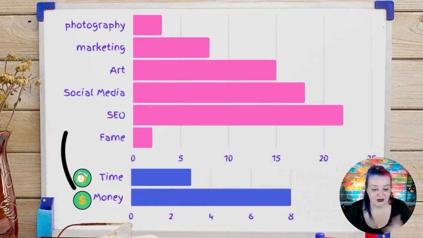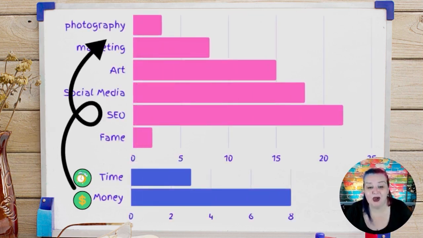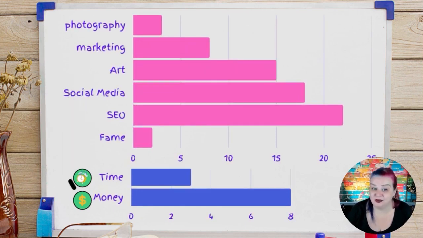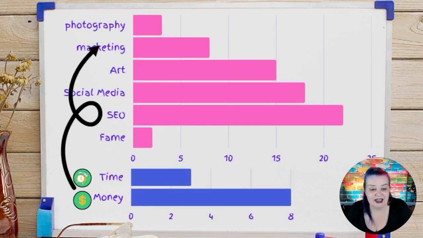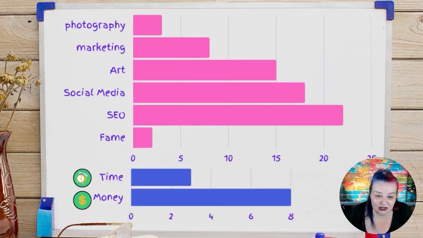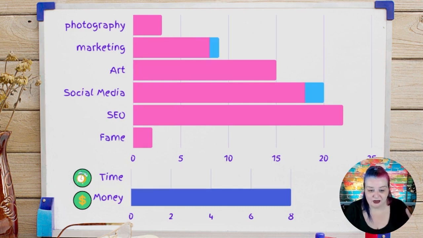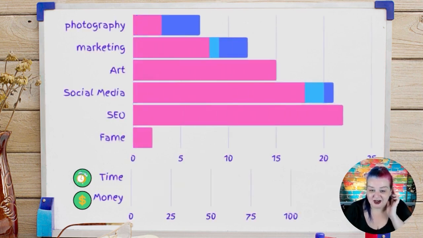So if we have a lot of money, we take our money and we put it into that thing that you're not so good at. We've got time and we've got money, so we pop them into our things and decide how that's going to build it all up. So if I had a lot of time, I could spend a lot of time on photography.